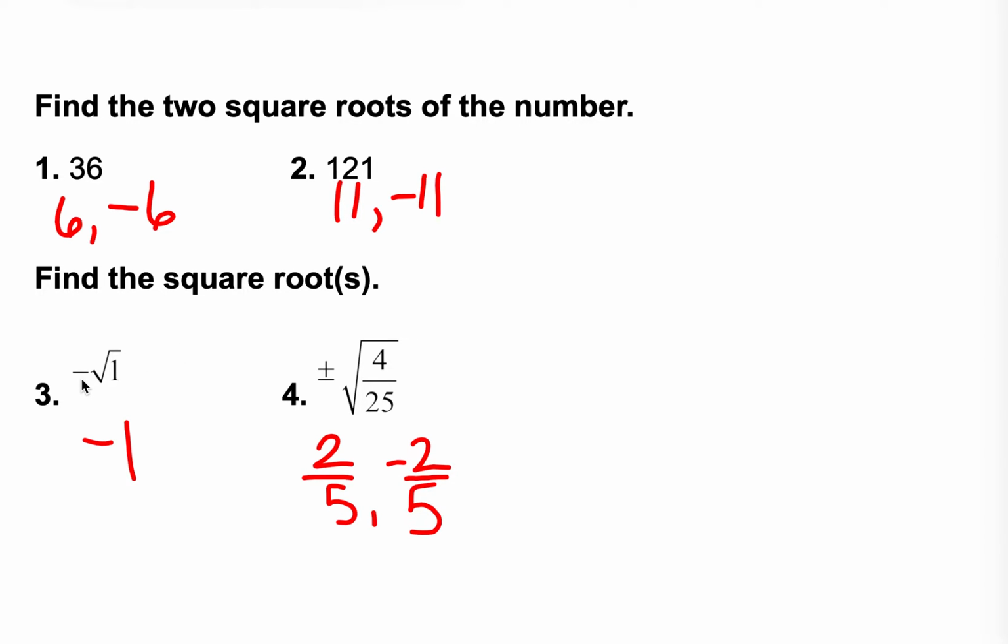For number 3, we only want the negative value of the square root of 1, which is -1. And then for 4, we need both the positive and the negative value. We do the square root of each part of that fraction. So the square root of 4 is 2. The square root of 25 is 5. So I have 2/5, and then I also have a -2/5.